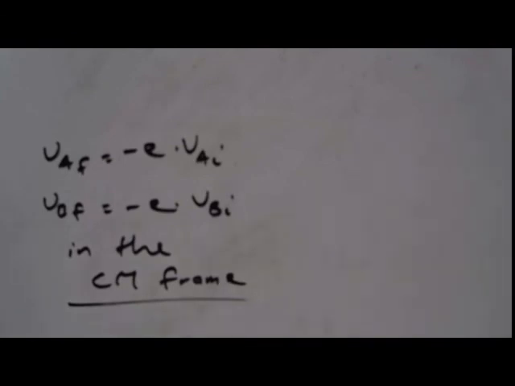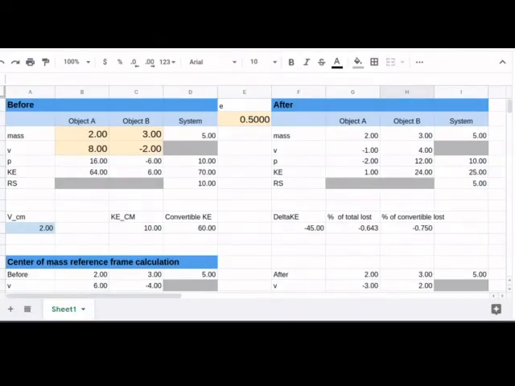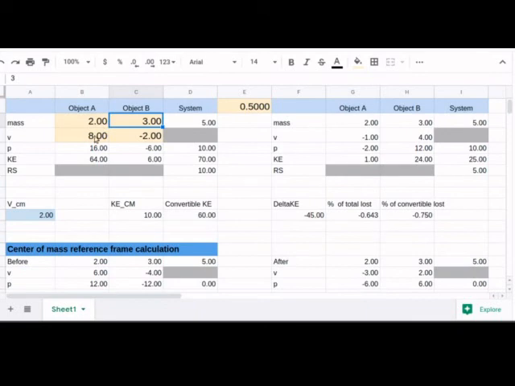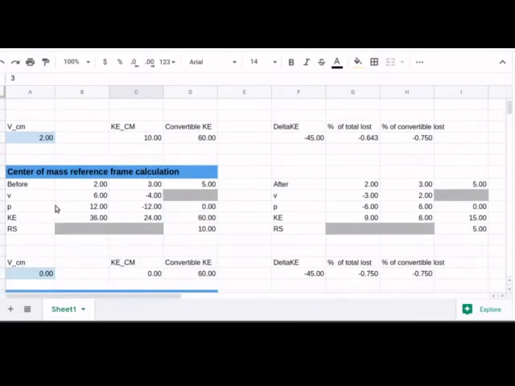So, what does this get us? Let's go back to the whiteboard. Okay, so I've zoomed out so we can see a little bit better. The idea is you set up your before table, like we've done a whole bunch of times on the collision sheets. You figure out the velocity of the center of mass. Then you transform all of this before stuff into the center of mass reference frame, which has new velocities, new momentums and new kinetic energies. But the important property is that the total momentum of the system is zero and the center of mass isn't moving.